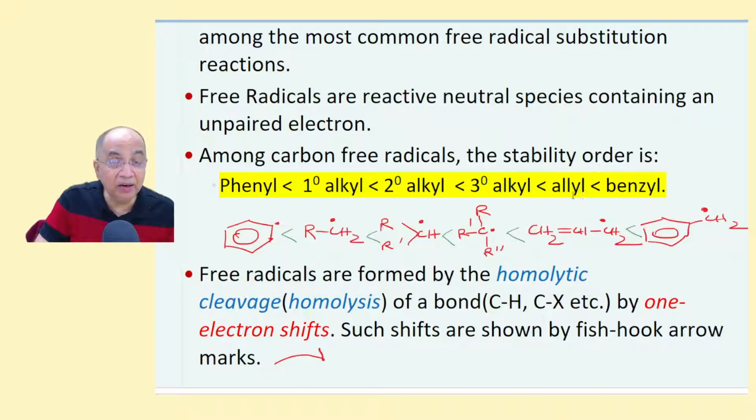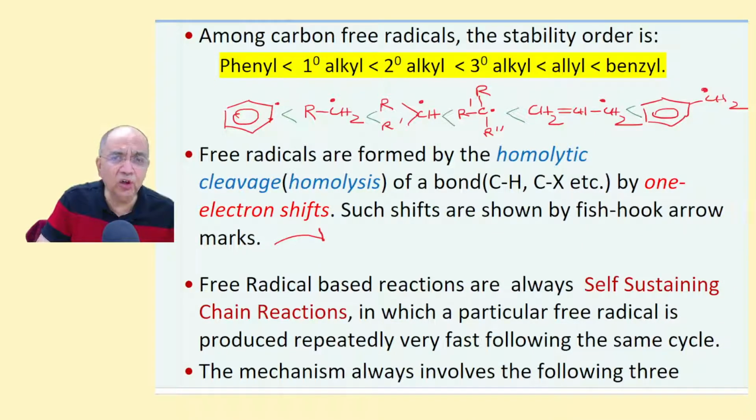An allyl radical is stable due to resonance. So also benzyl. I have shown you here: this is phenyl, this is 1 degree, this is 2 degree, this is 3 degree, this is resonance, allyl, and this is benzyl. This is the order of stability of carbon free radicals.